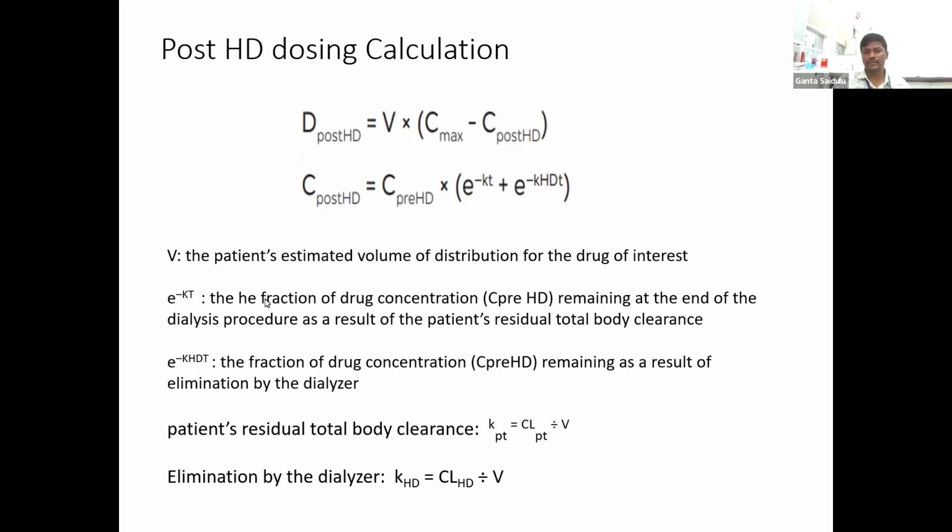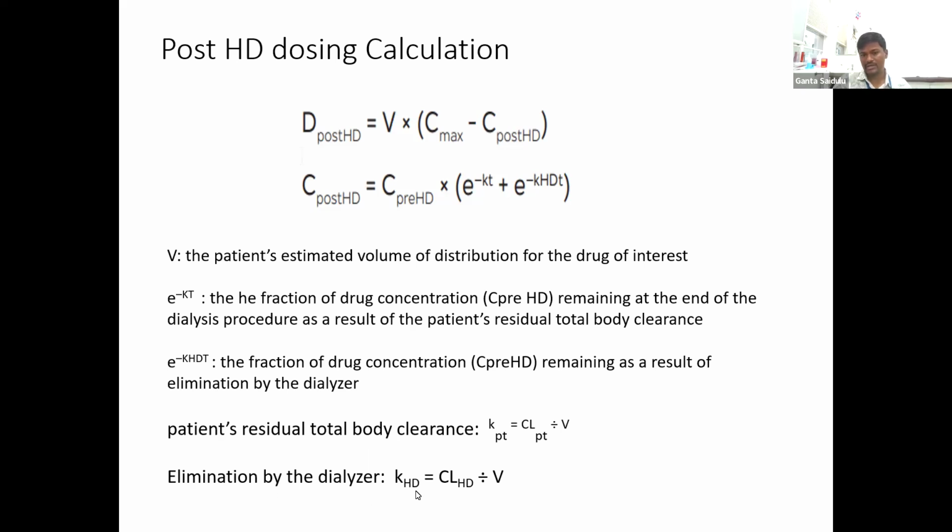kt. This is the fraction of the drug concentration remaining at the end of the dialysis. So you did the dialysis. After completing the dialysis, what is the fraction of drug concentration available after the dialysis completion? This e^(-kt) value also you will get from the literature, and e^(-K_HD × t). This is the fraction of drug concentration remaining as a result of elimination by the dialyzer. This e^(-K_HD × t) value also you will get from the literature, and this is the patient's residual total body clearance and the elimination by the dialyzer.